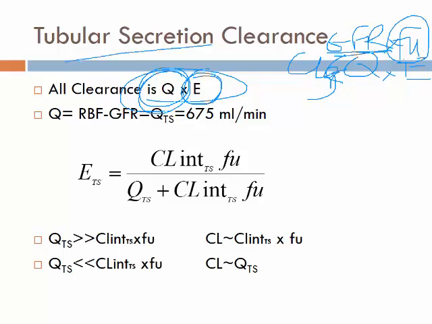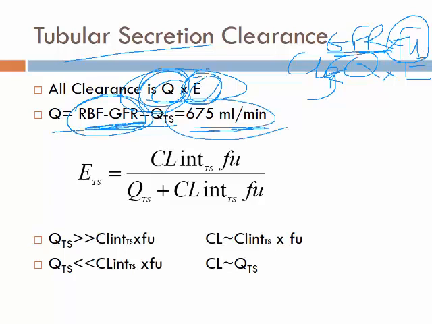Tubular secretion clearance is also Q times E. This time the blood flow that's feeding tubular secretion clearance is our renal blood flow minus our glomerular filtration rate, which gives us our blood flow to tubular secretion, which is about 675 mils per minute. You don't need to know that. I'm just letting you know all the physiologic stuff that goes along with it. So Q is that blood flow to the tubular secretion site times E.